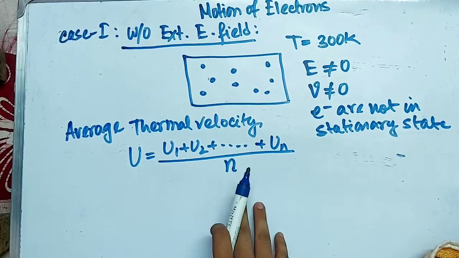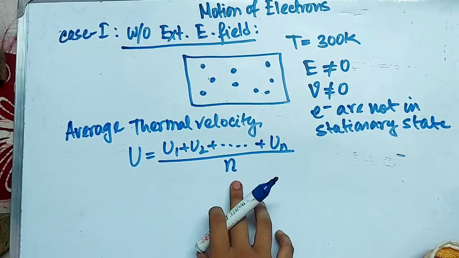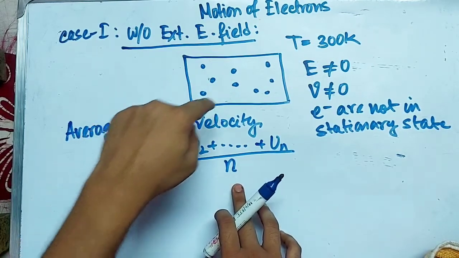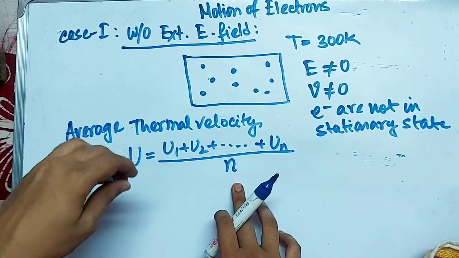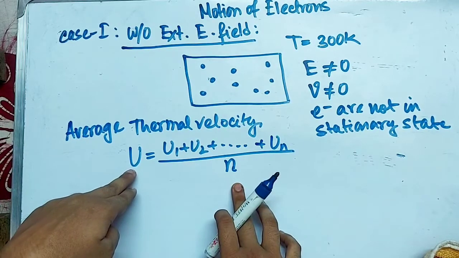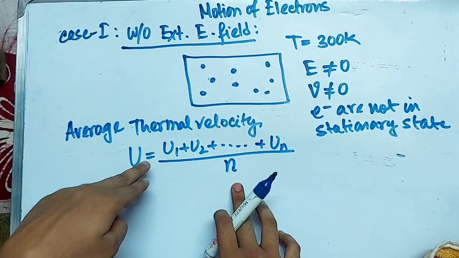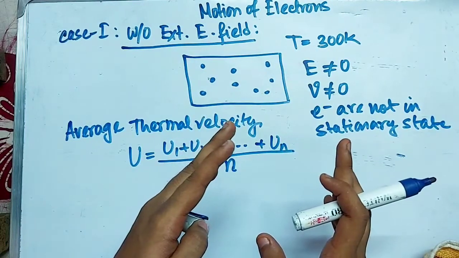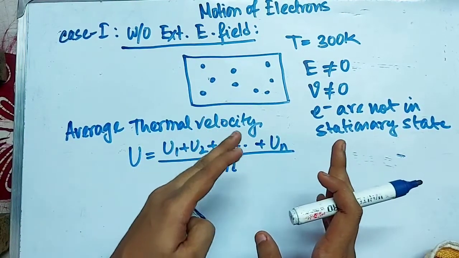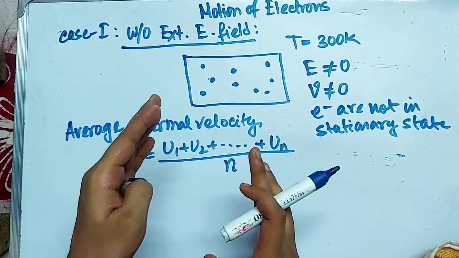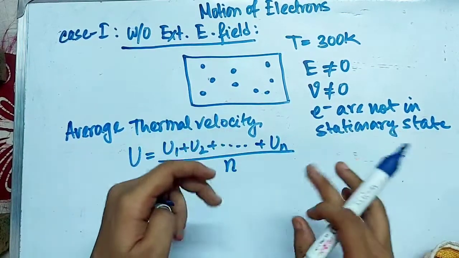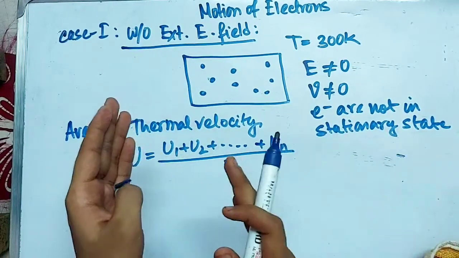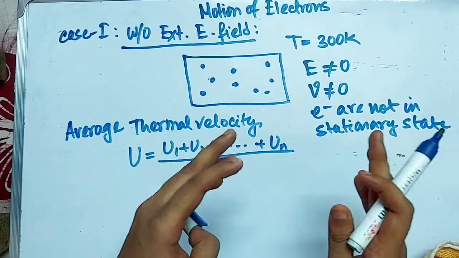So one thing I was just telling, that if this thermal velocity is not equal to 0, that means this material is producing a current. Because if the net thermal velocity of the electrons is not equal to 0, then there is a net displacement of the electrons from one place to another within the material, and that actually produces a current.